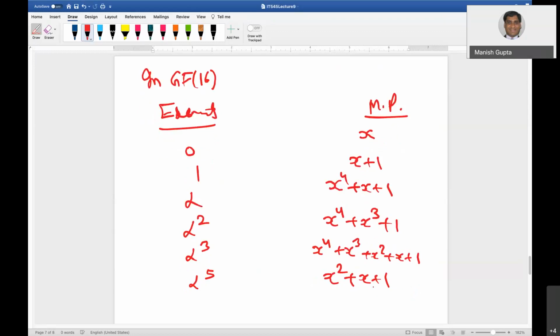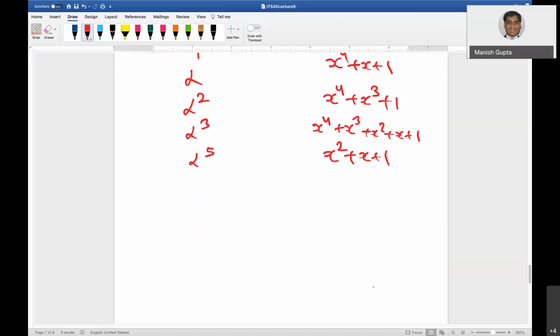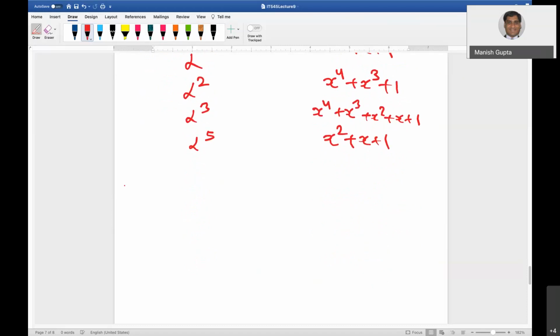So how do we get these things? I will show you after some time. But this is an example that when the elements are like this, we can list down their minimal polynomials. So remember, there is a little bit difference between minimal polynomial and primitive polynomial. Okay, and it will be clear to you after some time. Okay, so now I would like to tell you few properties of minimal polynomial.